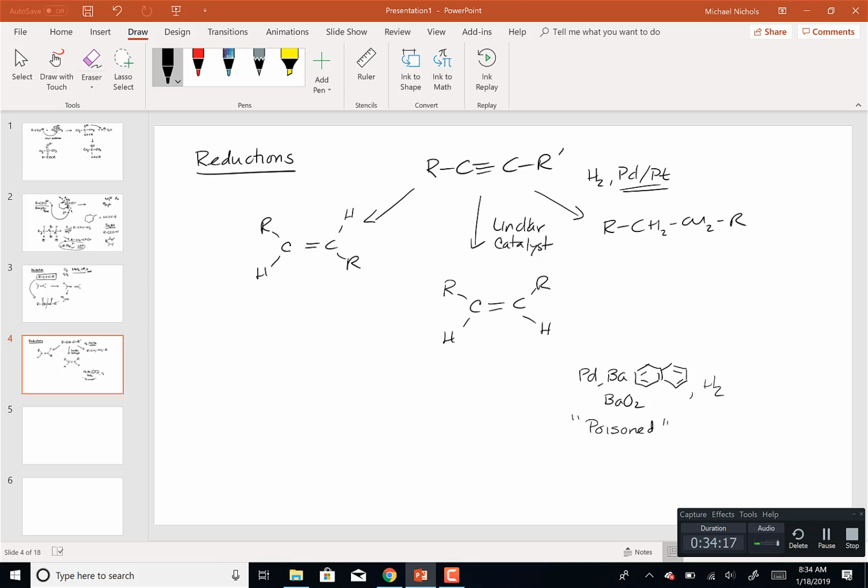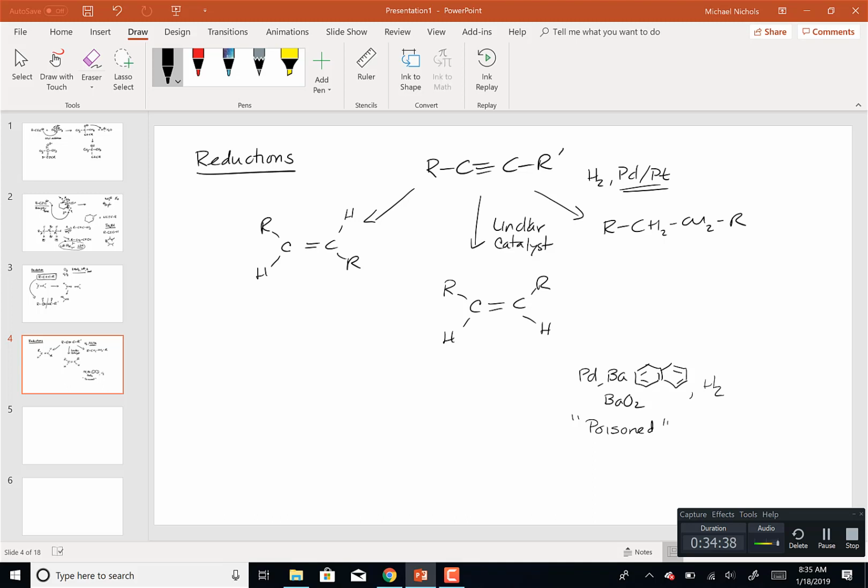It'd be best if we could regenerate them somehow, because the cost of palladium or platinum, those are very expensive, it'd be like a gold catalyst. If we could regenerate them, that would be more cost effective. So that's what the Lindlar catalyst is. I know the Lindlar catalyst was in my notes. I can't remember if it was in the book or not.